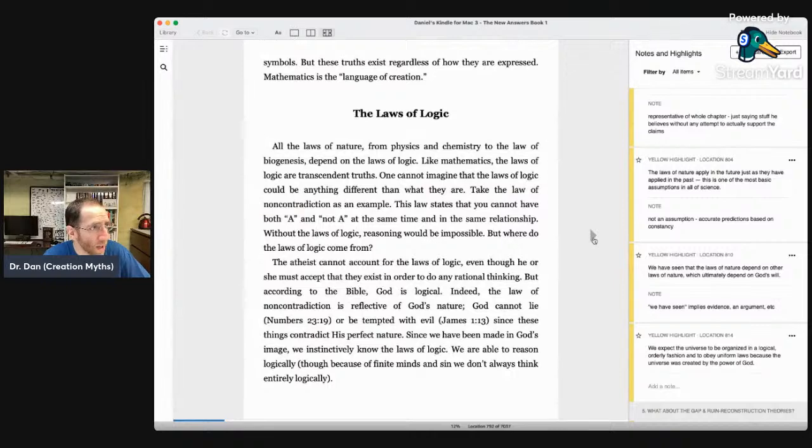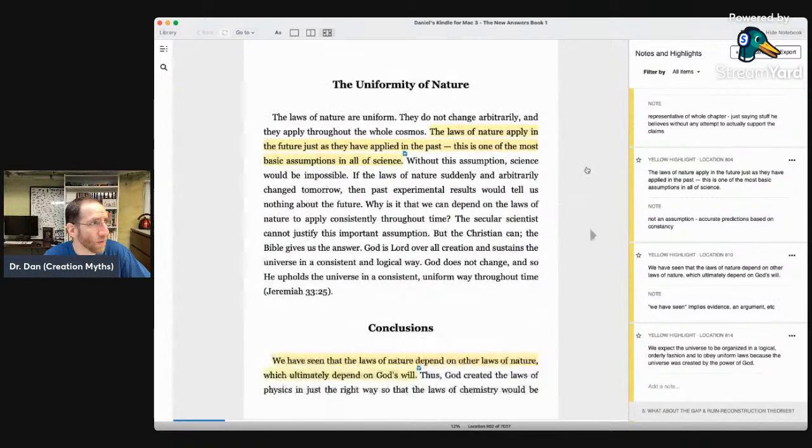So we have a few more things. Talk about uniformity. The laws of nature apply in the future just as they applied in the past. This is one of the most basic assumptions in all of science. It's not an assumption. We can test that. We can actually test that assumption. Things like the nuclear reactor that I've talked about before. So you can go back and actually see, do these laws of nature apply? Things that govern things like nuclear decay and nuclear fission, yeah, they actually do apply.